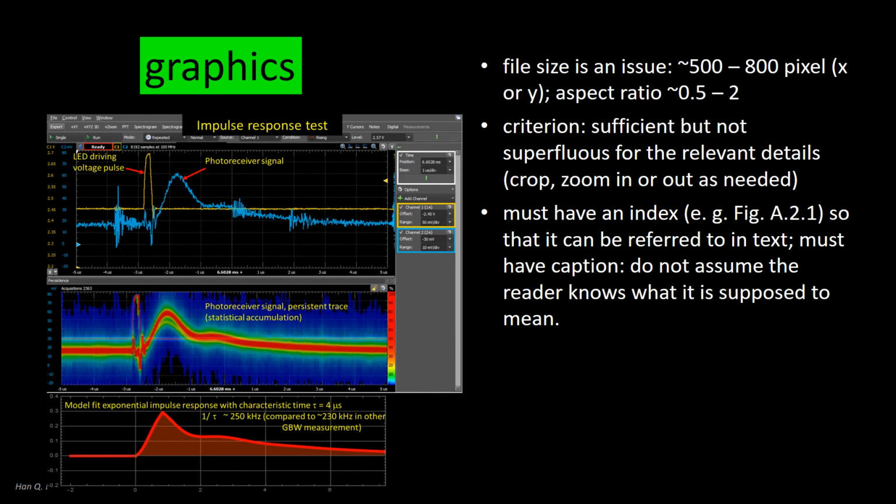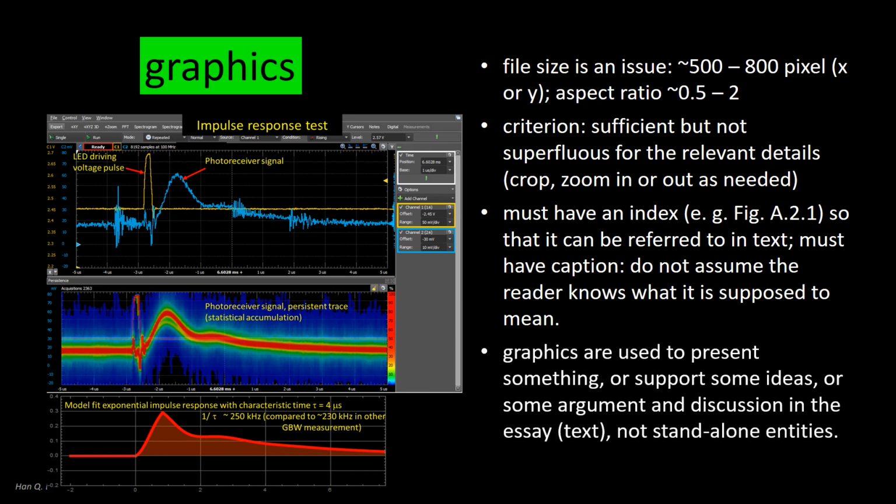Consider a complicated graphic. It says it is an impulse response test. But what is the implication? What is the point to be made here? This is an example about how graphics should be used as evidence to support some point or some claim within a broader context, not as standalone entities.